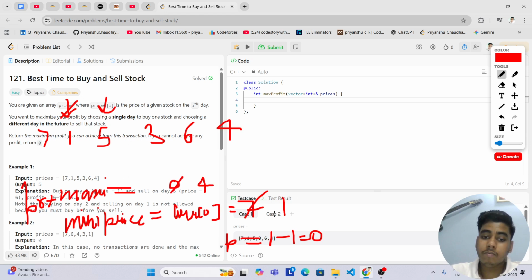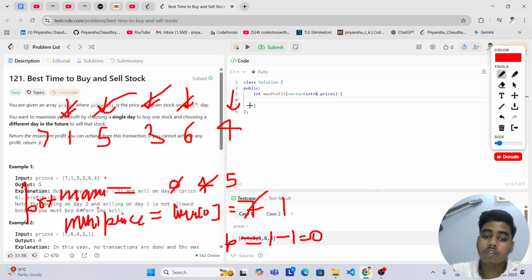Minimum price so far is 1. Next, our selling price is 3. Our profit is 3 minus 1, that is 2. We will update our maximum profit. Okay, it's already 4. Now our selling price is 6. Our minimum buying price is 1. 6 minus 1, profit is 5. So we will update the maximum profit.